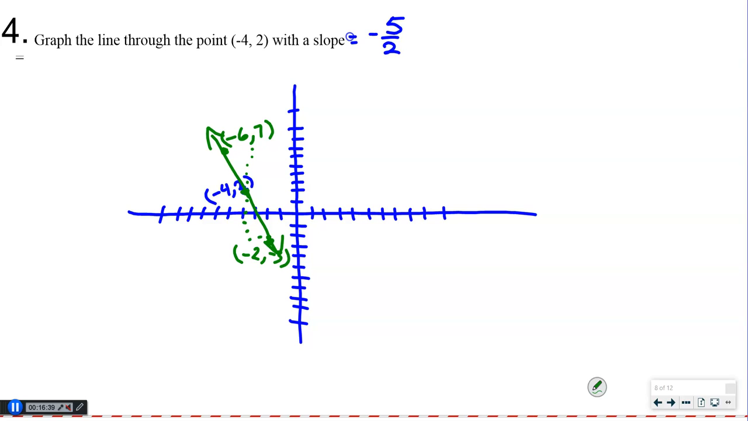So you can see my graphed line does have a negative slope. It starts at the top left and goes toward the bottom right. And it has that slope of negative 5 over 2, which is just down 5, right 2, or up 5, left 2. So that negative can be applied to either the rise or the run. If it's applied to the rise, you go down. If it's applied to the run, you go to the left.